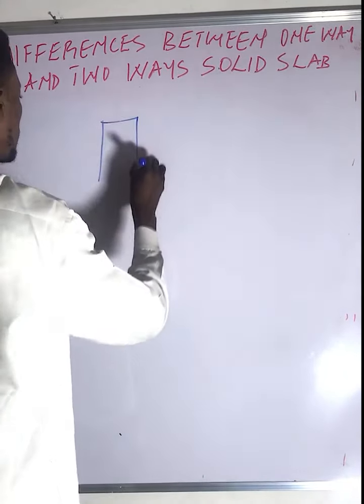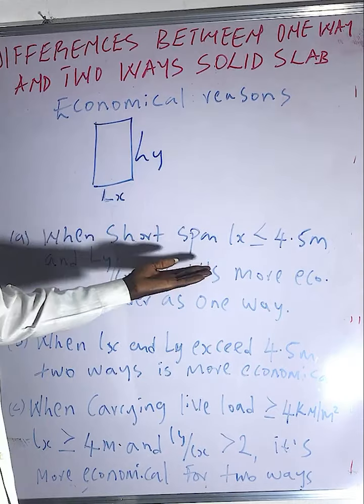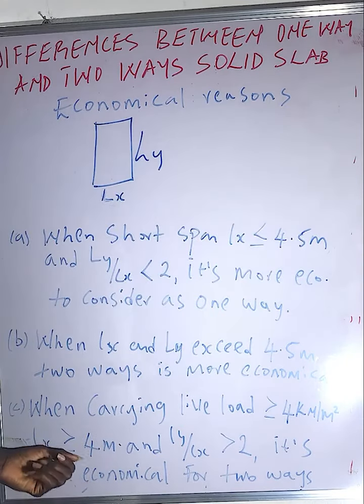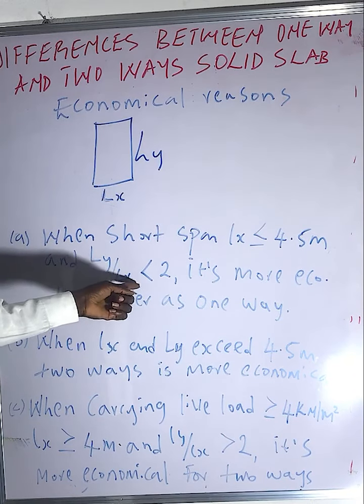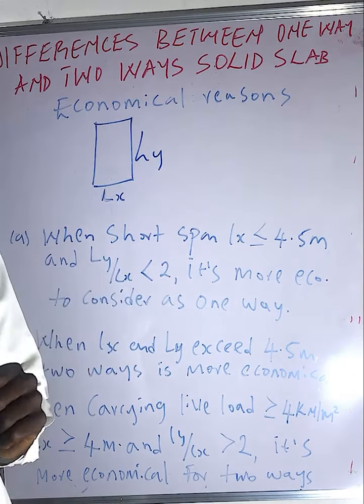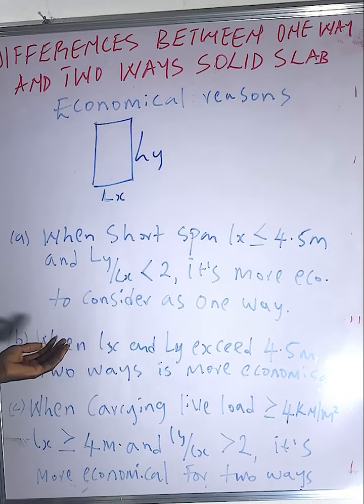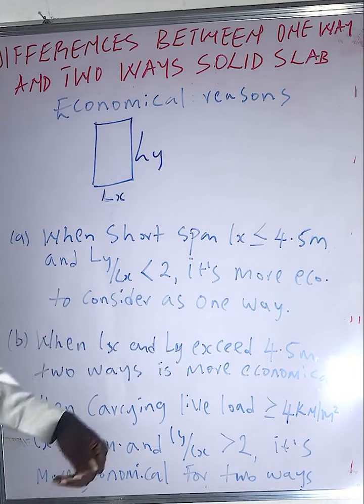Example one is when the short span LS is lesser than or equal to 4.5 meters. Even if the LY/LS ratio is lesser than 2, which is supposed to be designed as two ways, it is more economical to consider it as a one way slab.